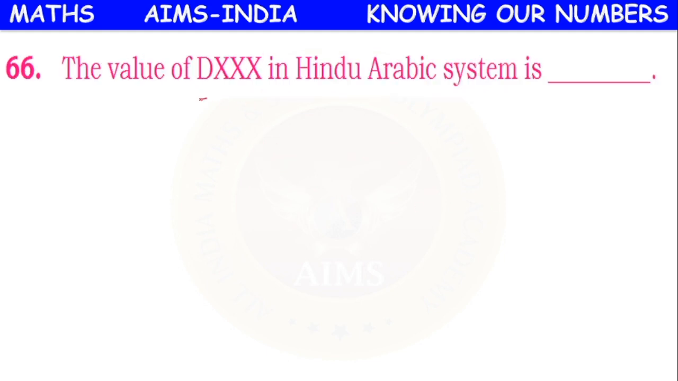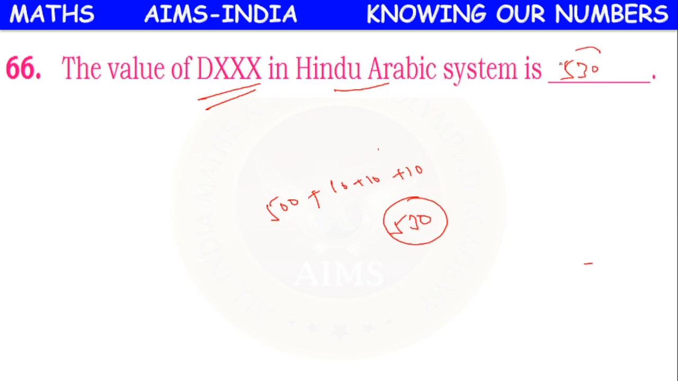Next, the value of DXXX. D value 500. X value 10 plus 10 plus 10. Total how much? 510. In a Hindu Arabic system, the value is 530. Total value 530.